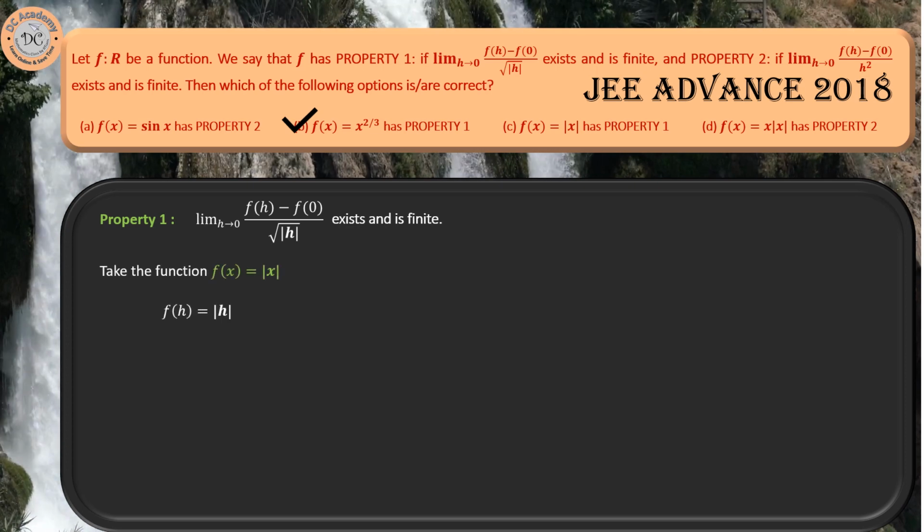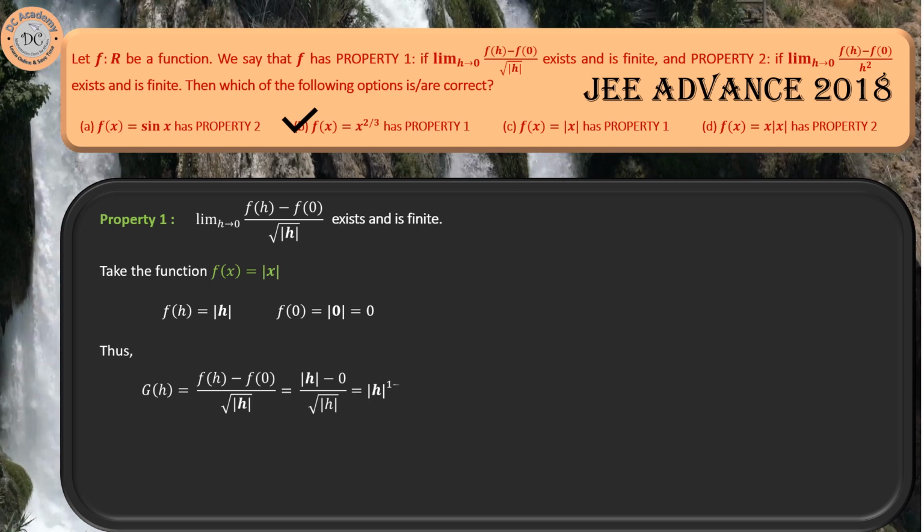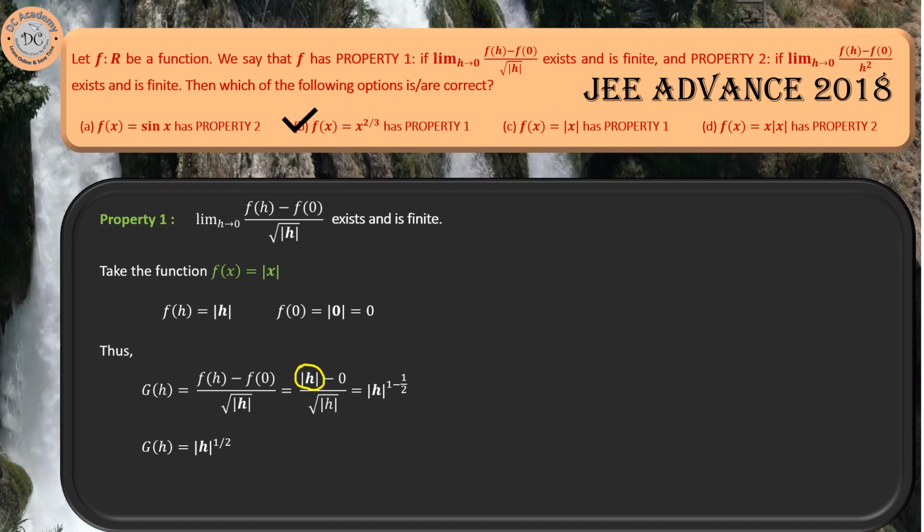So therefore, f(h) will be mod h and f(0) will definitely be 0. We construct the function g(h) equivalent to mod h whole to the power 1 minus half, and that's why it will be h to the power half. That's it. Now here, why are we able to apply that operation? See that here the denominator is a function of mod h, and the numerator also, sorry, denominator and numerator, I just said it in reverse form, but that's okay. So if we apply that, we can easily apply those properties.